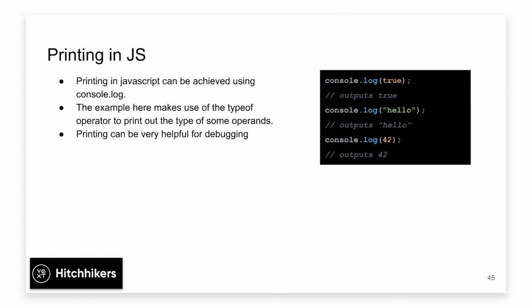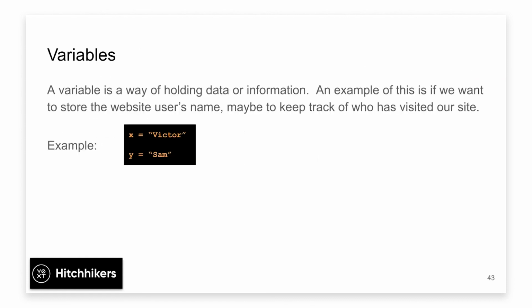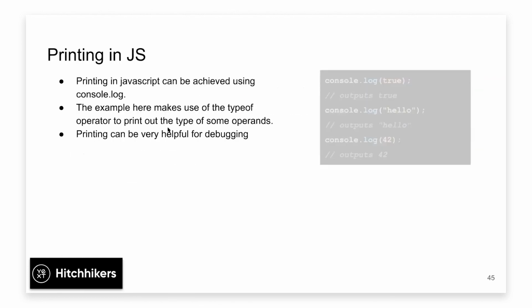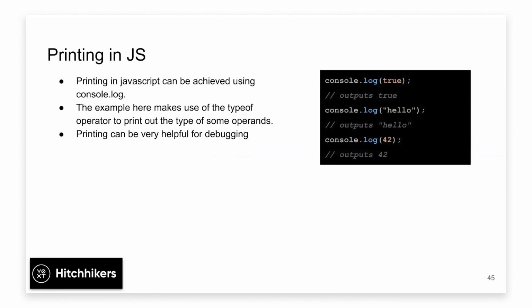Notice how I said value and not variable, because none of these are variables. They are simply values that could be assigned to variables, but are right now just values. If we had taken this previous example and said console.log and then X, just X without the quotations, it would actually print out the value of X, which would be Victor. But here, these are just values.